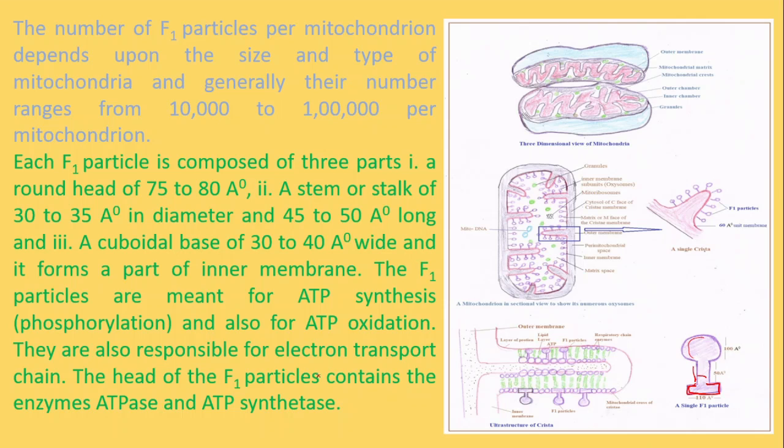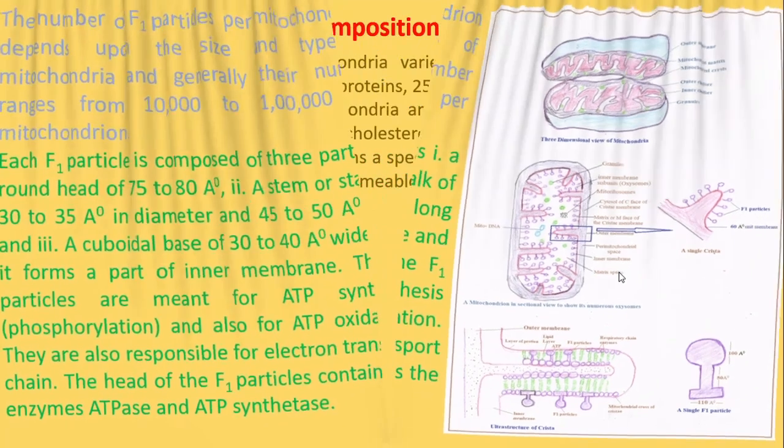The head of the F1 particle contains the enzymes ATPase and ATP synthetase. So the function of these particles of mitochondria is nothing but ATP synthesis as well as the electron transport chain, and they contain different types of enzymes like ATPase and ATP synthetase.